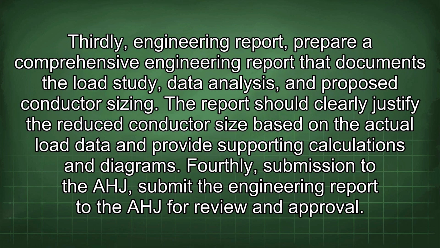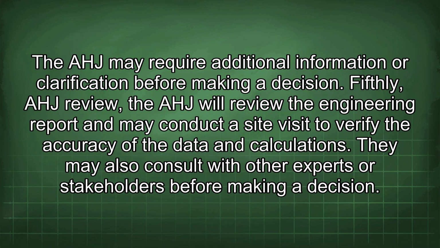Thirdly, engineering report. Prepare a comprehensive engineering report that documents the load study, data analysis, and proposed conductor sizing. The report should clearly justify the reduced conductor size based on the actual load data and provide supporting calculations and diagrams. Fourthly, submission to the AHJ. Submit the engineering report to the AHJ for review and approval. The AHJ may require additional information or clarification before making a decision.